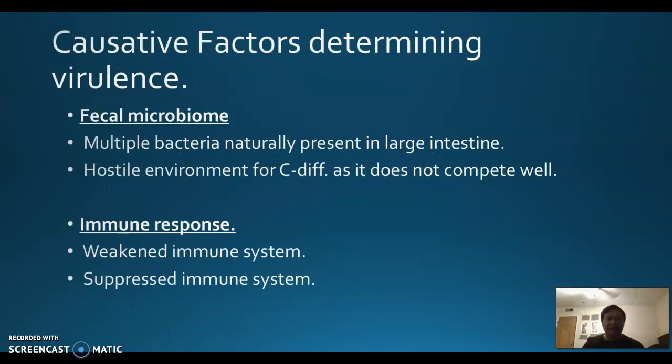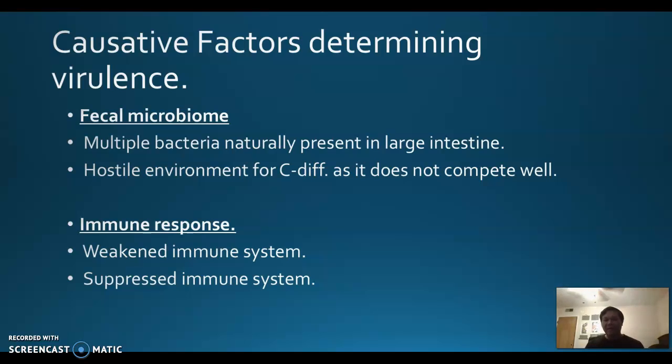So what are the causative factors determining virulence? There are two. There's this thing called fecal microbiome. Now this is taking in all the natural organisms that reside in the human intestine. Multiple bacteria are naturally present in our large intestines. There's over 200, I think, individual colonies. This serves as a hostile environment for C. diff, so it doesn't really compete well, like we said earlier.